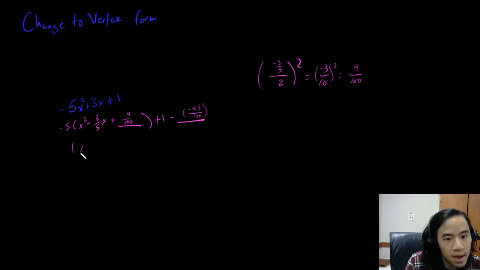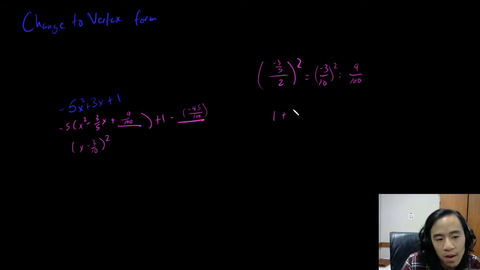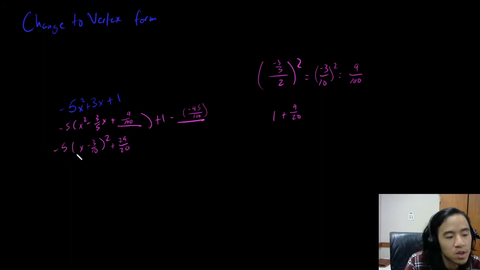So over here, we're going to have x minus 3 over 10 squared, and then we have 1 plus 45 over 100, which is going to be 9 over 20. So that's going to be 29 over 20. Don't forget the negative 5 on the outside, like I almost did. And there is your vertex form.